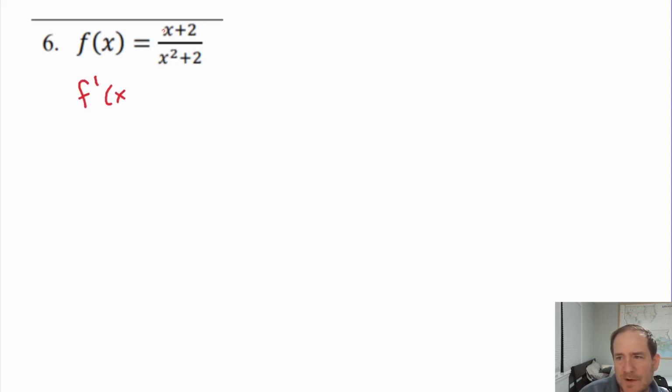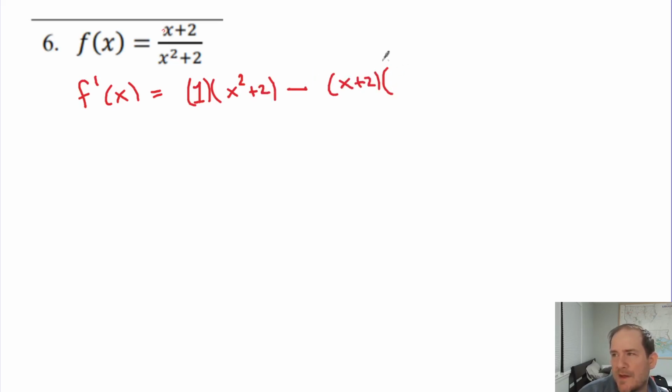So f prime of x is going to be derivative of the numerator, which is just the derivative of x plus the derivative of 2, which would just be 1 plus 0. The whole derivative just 1. And then times the denominator, x squared plus 2. Then you'll subtract from that the numerator, x plus 2, times the derivative of the denominator, which will be 2x plus 0, so just 2x. And that'll be all over x squared plus 2 squared.